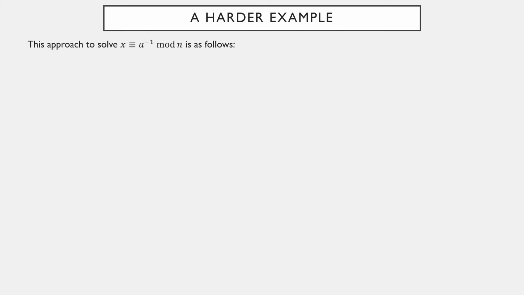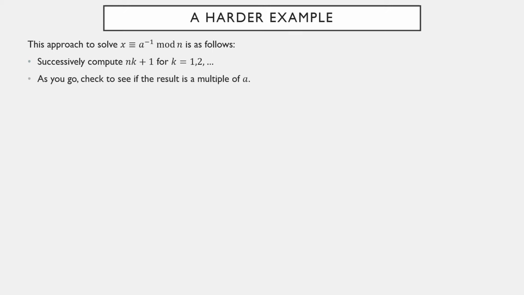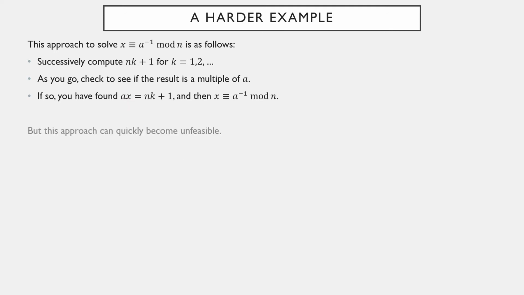So in general, how can we find something equivalent to a inverse modulo n? Using the approach from the previous slide, we simply list out multiples of n and add 1. As we go, we check to see if we have a multiple of a, the thing that we are trying to find the inverse of. As soon as you do, what you have is a solution to this equation right here. A multiple of a is a multiple of n plus 1. Therefore, this x will be the inverse of a modulo n.